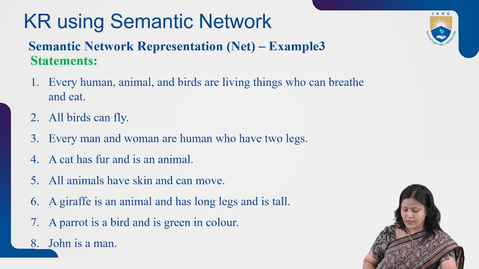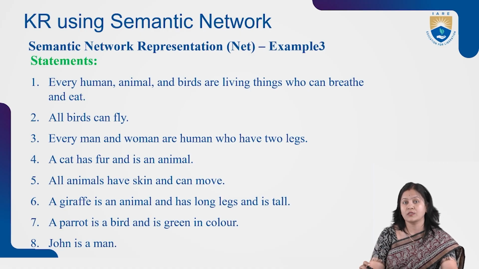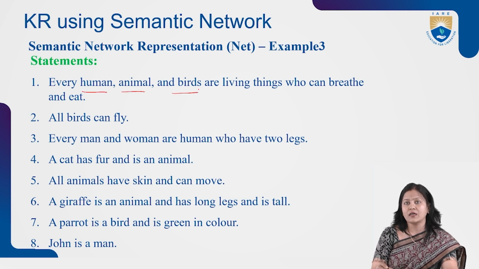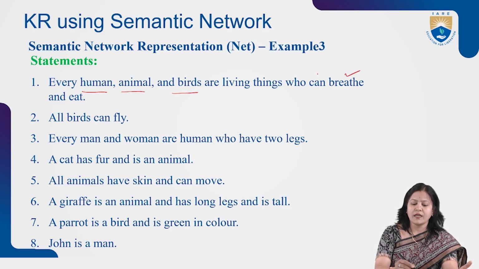Okay, this is one more example, which I have taken from the Saroj Kaushik book. Those who are following, you can find it. Let me read out all the sentences. The first sentence is: every human, animal and birds are living things who can breathe and eat. So human, animal and birds are three different classes which are living things, and breathe and eat are two properties.